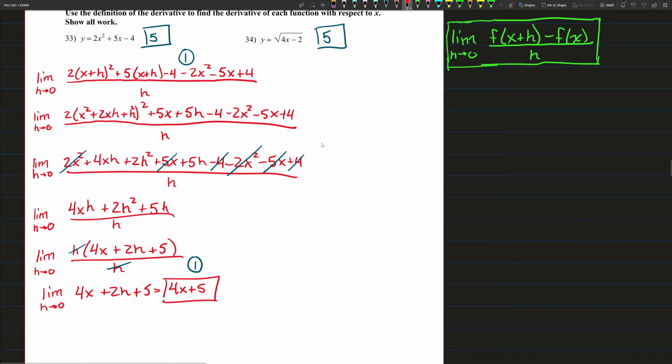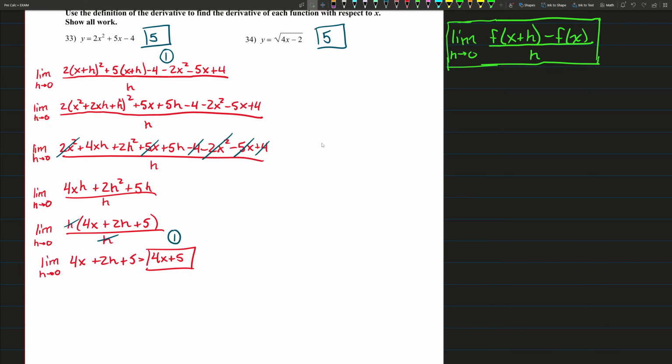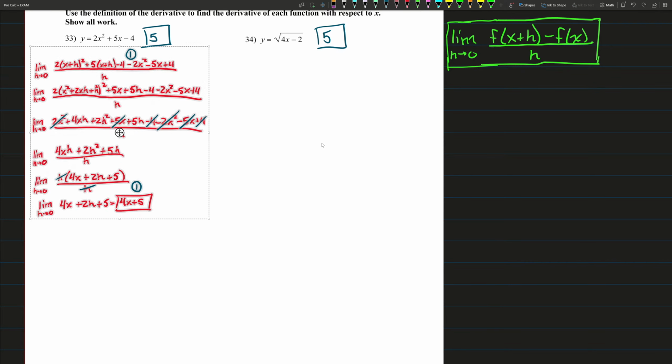All right. Last question, at least on the practice test. I'm going to make this smaller. Same thing, right? We have the limit as h approaches 0 of f of x plus h. That's going to be the square root of 4x plus 4h minus 2.